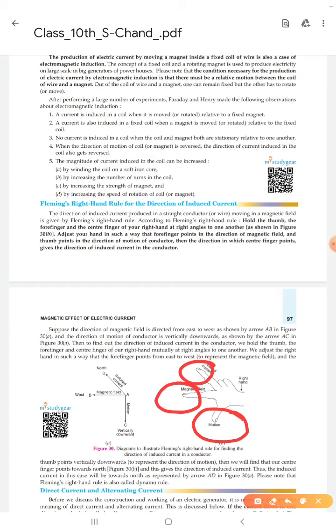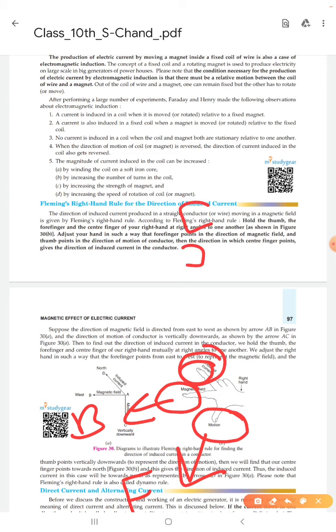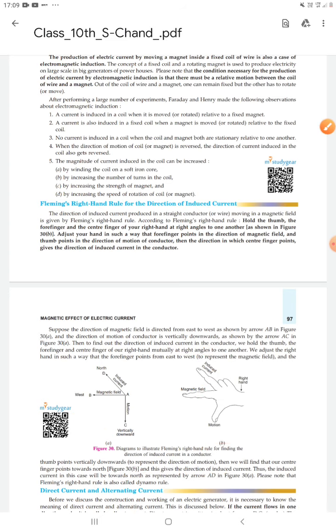Now adjust your hand in such a way that the forefinger points in the direction of the magnetic field and the thumb points in the direction of motion of the conductor. Then the direction of induced current will be shown by the middle finger. This is Fleming's right hand rule. You can go through it. Thank you very much, dear students.